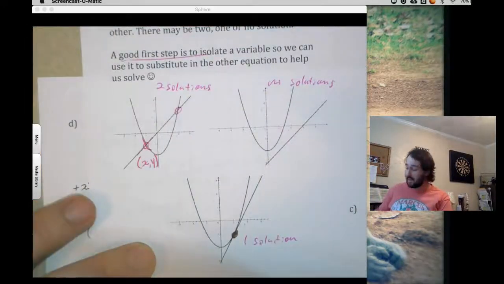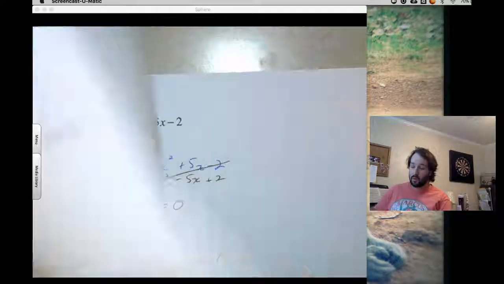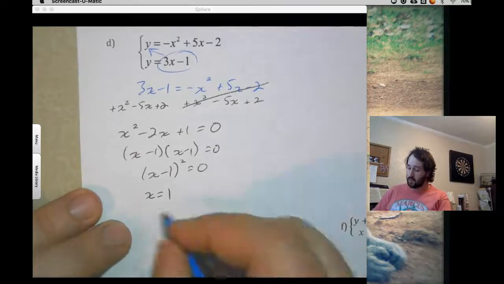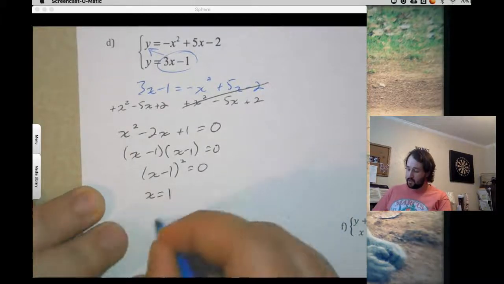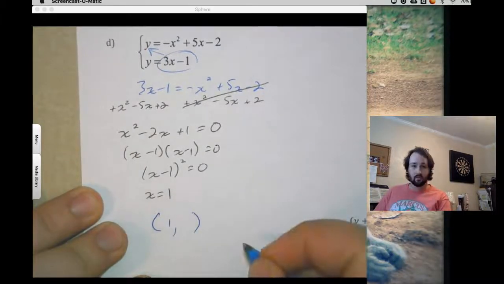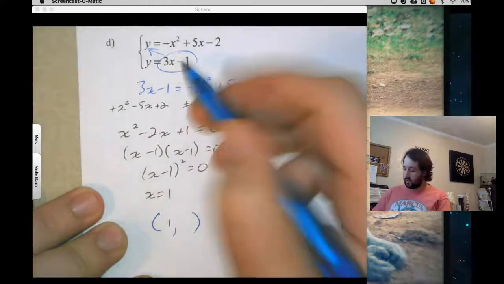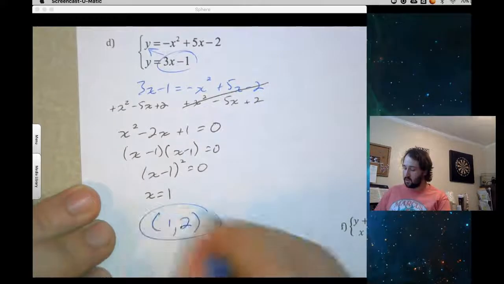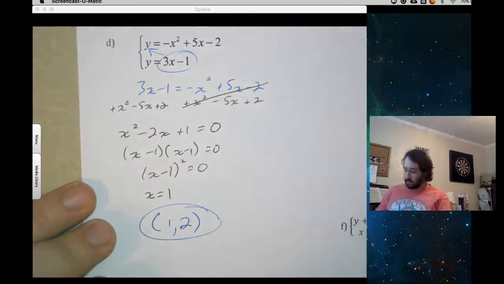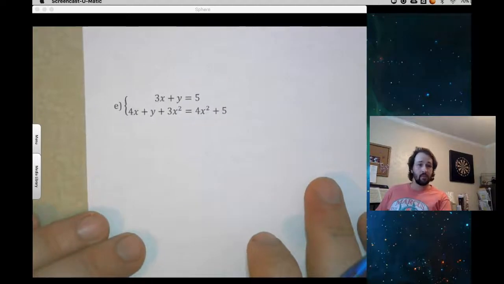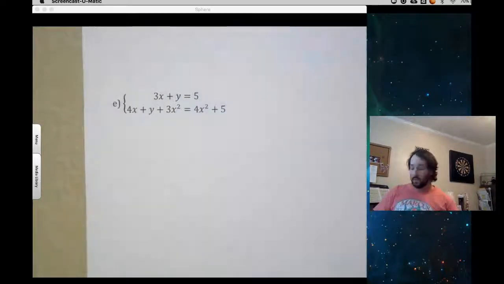So that's all that's happening in this problem that we're doing right now. If we know that x equals 1, we can take this 1 to find the y value of our solution point. Plug in 1: 3 times 1 is 3, minus 1 is 2. So I have the solution of (1, 2).